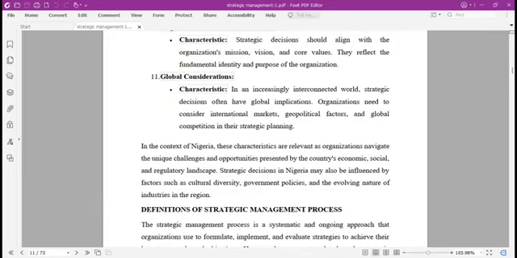In the context of Nigeria, these characteristics are relevant as organizations navigate the unique challenges and opportunities presented by the country's economic, social, and regulatory landscape. Strategic decisions in Nigeria may also be influenced by factors such as cultural diversity, government policies, and the evolving nature of industries in the region.